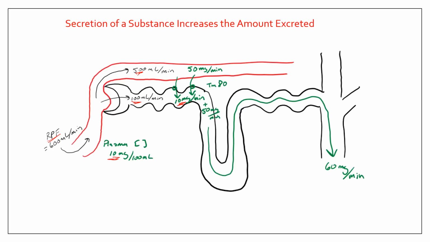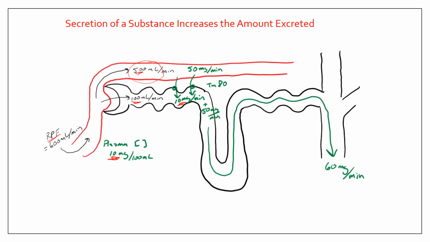Then we had to do the calculation. I said there's 500 mLs out here now in the peritubular capillaries. The concentration is the same. That doesn't change. Just because the volumes took different pathways, 100 went into the nephron and 500 went into the peritubular capillaries, doesn't alter the concentration at all.